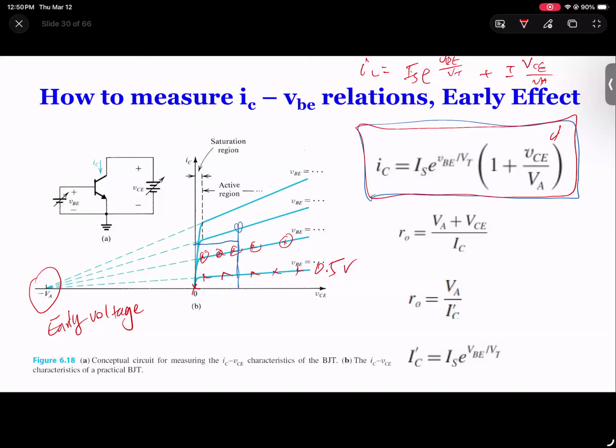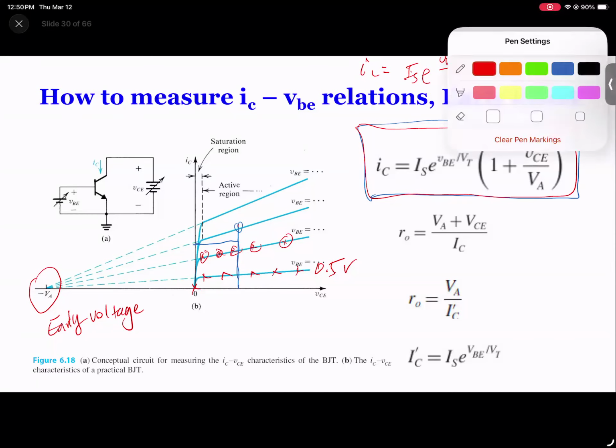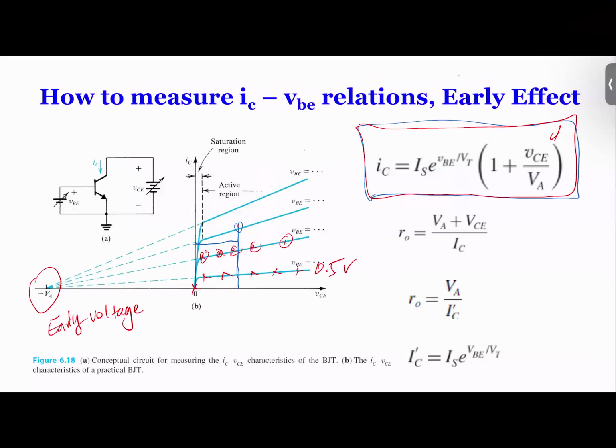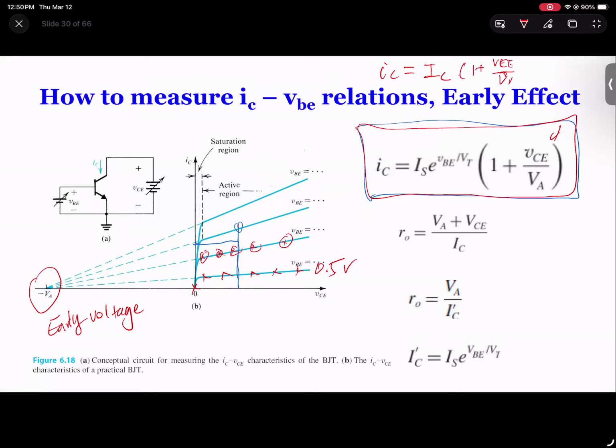So if you extend the equation, there is also IS times e to the power VBE over VT. But in fact, I don't need all this. I can simply write it as a function of this IC times 1 plus VCE over VA. And that gives you IC plus IC over VA times VCE.